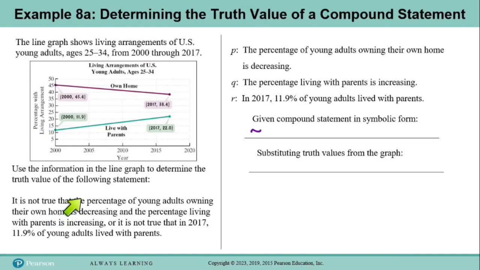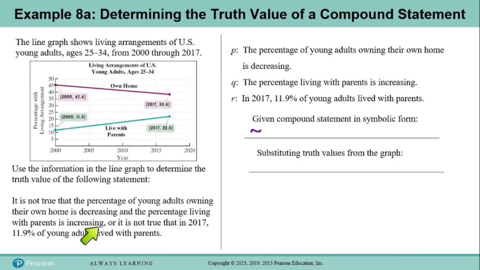But what comes next? It says, it is not true that the percentage of young adults owning their own home is decreasing and the percentage living with parents is increasing, comma. So everything that comes between the word that and the comma is being negated. See, all of this is affected by the words, it is not true that. So what have we got here? It says the percentage of young adults owning their own home is decreasing. That's statement P. And, so we'll need an and symbol.